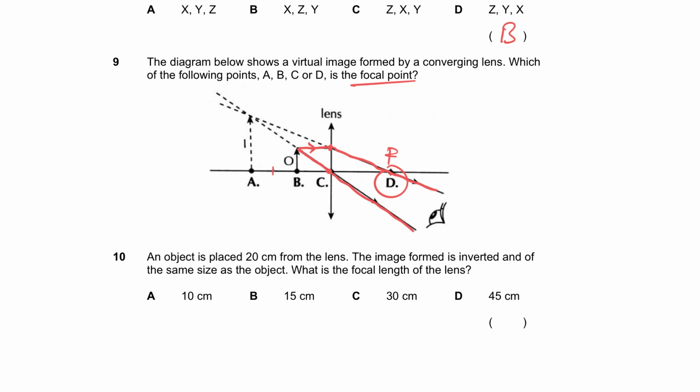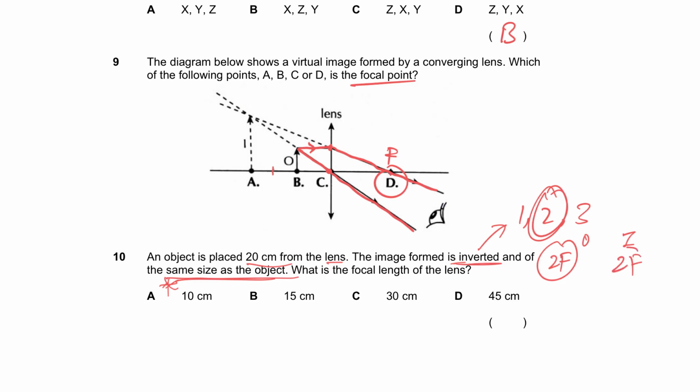Next, let's go to question number 10. If the object is placed at 20 cm from the lens, the image formed is inverted. That means, if this alone, you know it is scenario 1, 2, or 3. Okay, you can refer to your summary. And it's the same size as the object. Now, that's the key information here. If it's the same size, that's scenario 2. That means to say the object is placed at 2F, exactly at 2F, and your image will be exactly at 2F on the other side of the lens.